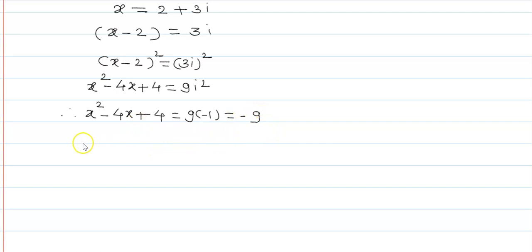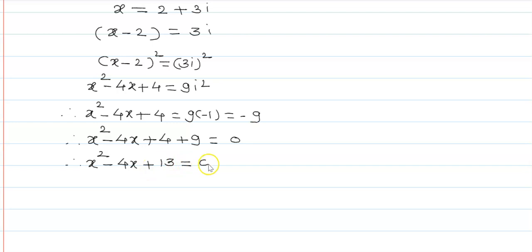This minus 9 we will bring here, and hence the expression will be x square minus 4x plus 4. This minus 9 will become plus 9, and that is equal to 0. And therefore, x square minus 4x plus 13 is equal to 0. This is the first one.